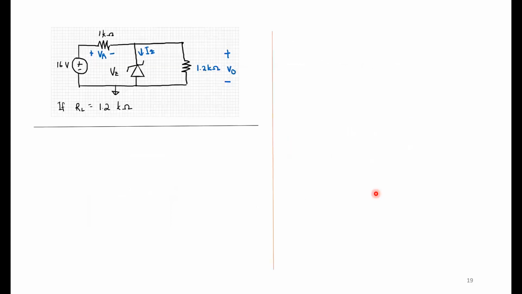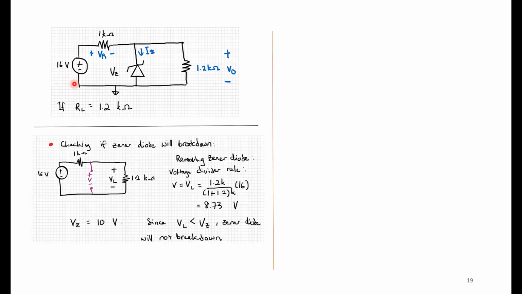So now let's check at 1.2 kilo ohm. If RL is 1.2 kilo ohm, what do we do first? We must check if the diode can turn on. We know that the Zener breakdown voltage is 10 volts and this power supply is 16 volts. So, checking if the Zener diode will break down, we remove the Zener diode as suggested in our analysis a couple of slides before this.